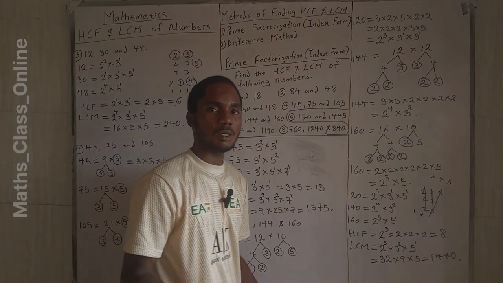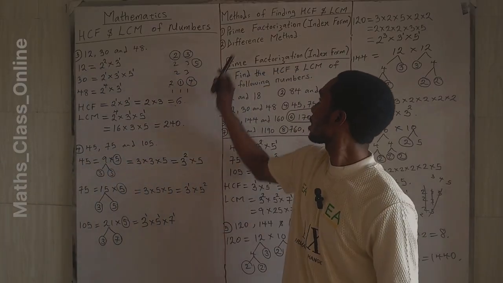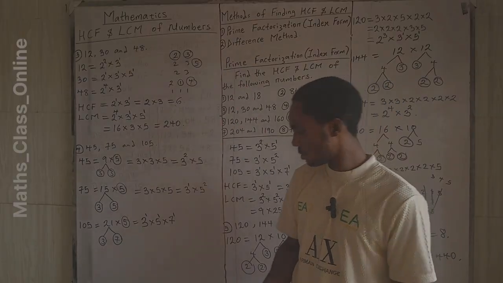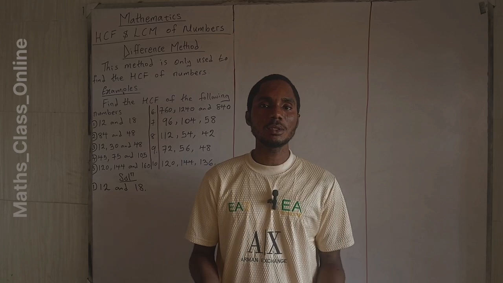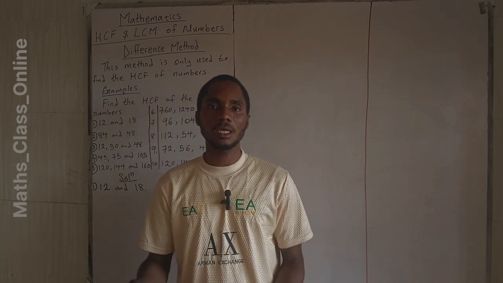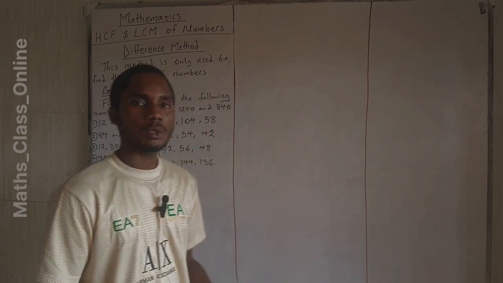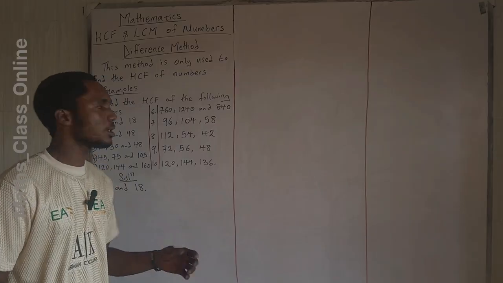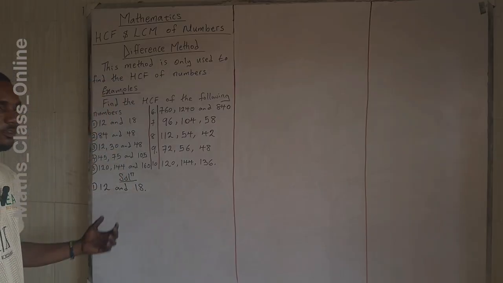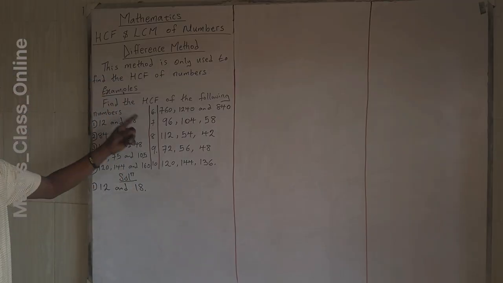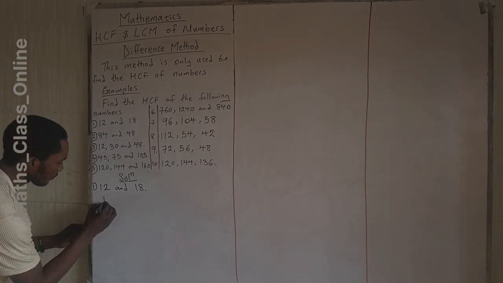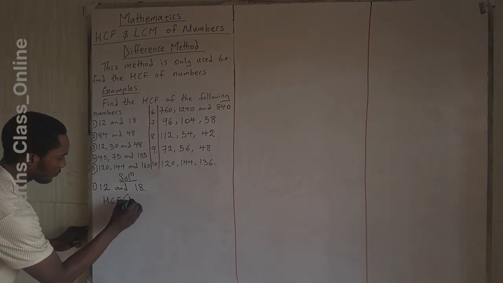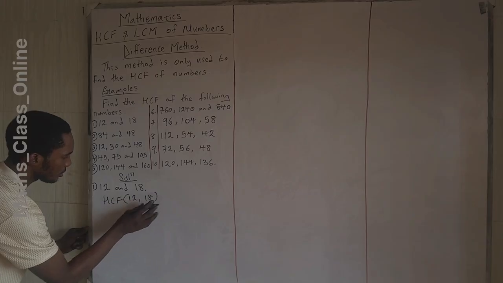Next is to discuss the second method, which is what? Difference method. The next method to be discussed is the difference method. We only use this method to find the HCF of numbers. How are we going to find the HCF of numbers using this method? The first example we have here is find the HCF of 12 and 18.